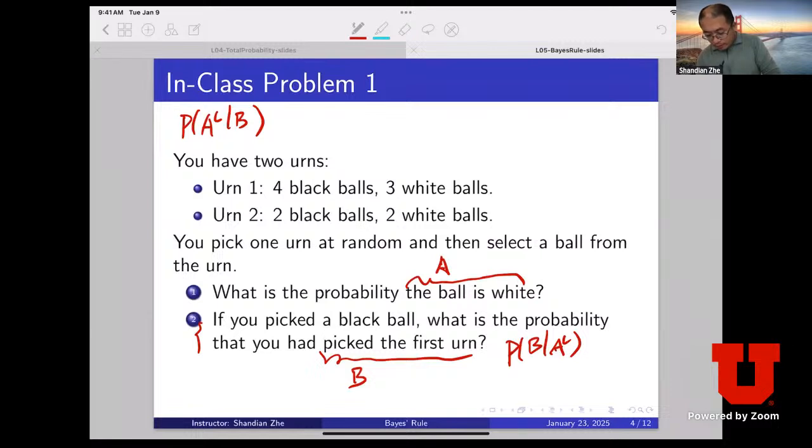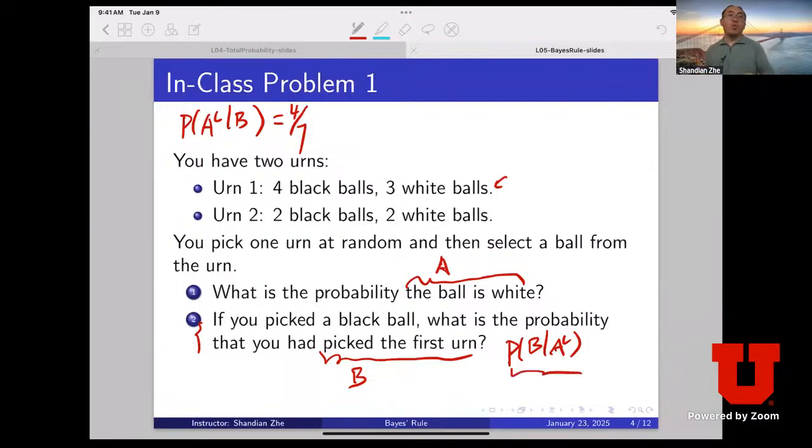Conditioned on that you pick the first arm, then you pick a black ball. You see that in arm 1, you have 4 black balls and 3 white balls. You've got the same chance to pick up any ball, so your chance to pick up a black ball will be 4/7.